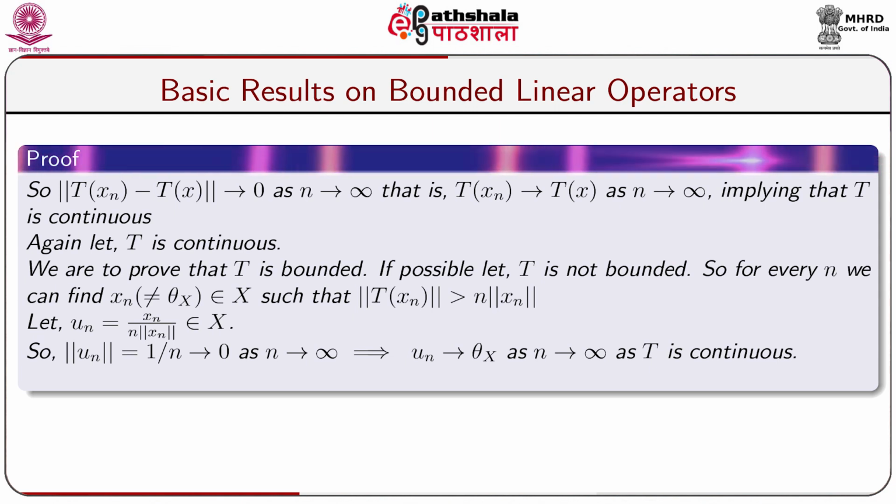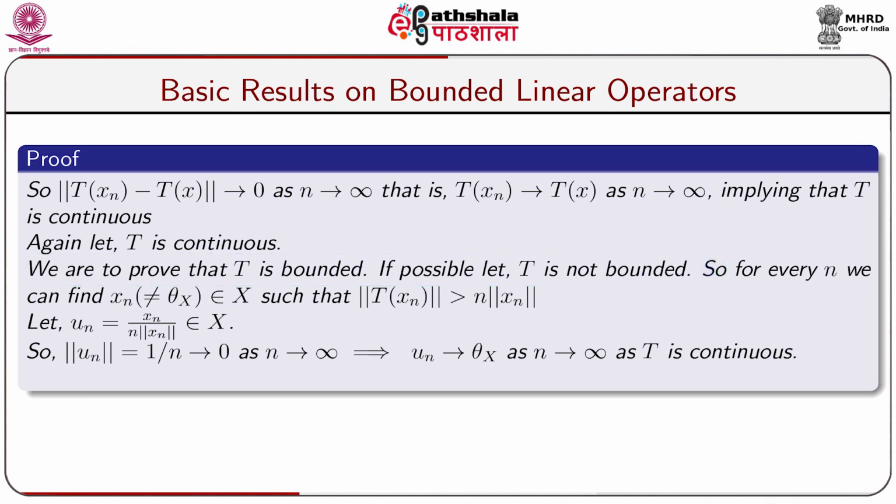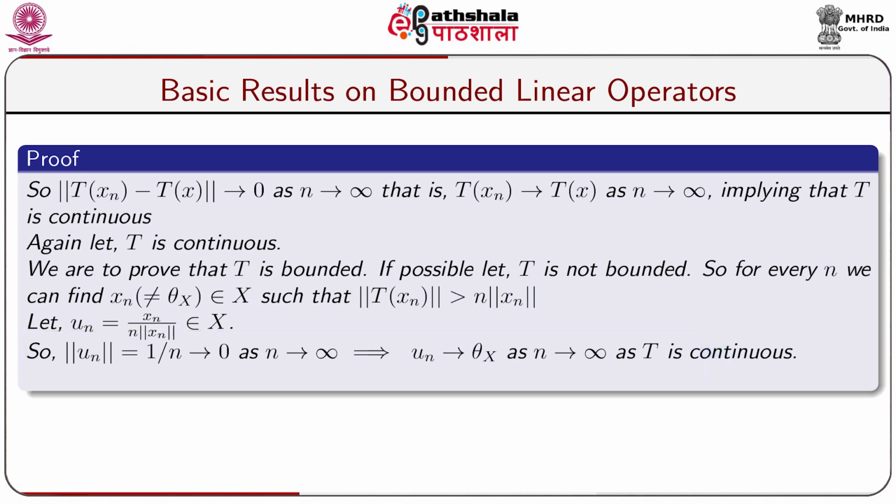Again, let T be continuous. We have to prove that T is bounded. If possible, let T be not bounded. So, for every n we can find x_n not equal to the 0 vector of X such that norm of Tx_n is greater than n into norm of x_n. Let u_n equal x_n by n into norm of x_n, which is an element of X. So, norm of u_n is equal to 1 by n, which goes to 0 as n tends to infinity, and this implies u_n goes to the 0 vector of X as n tends to infinity.